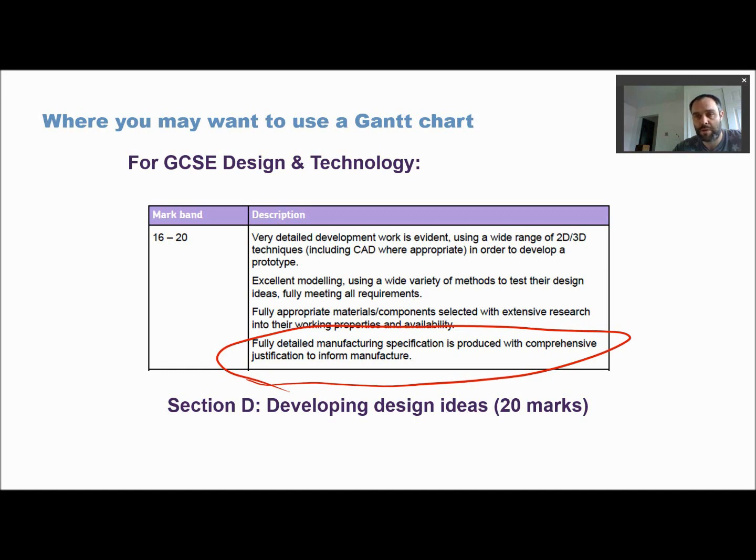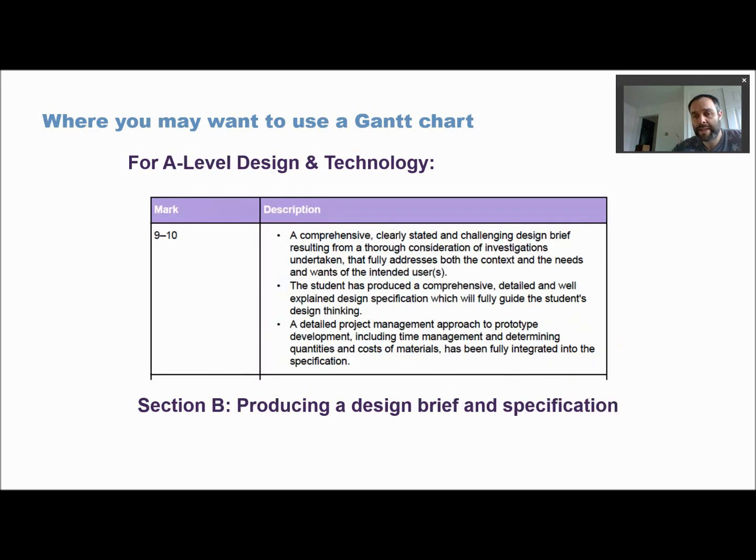There are a multitude of other ways you could do this. I see step-by-step plans and flow charts, as well as working drawings and general arrangement drawings. But I'd say a Gantt chart is quite useful as a way of building up an effective manufacturing spec. At A-level design technology, in section B, it clearly says what we want is a detailed project management approach to prototype development, and here we've got a bit on time management. Because we include a schedule alongside the Gantt chart, it shows you're thinking about time management. And if you edit it as you go along, it shows that you are actually using it to keep to the schedule of your project.